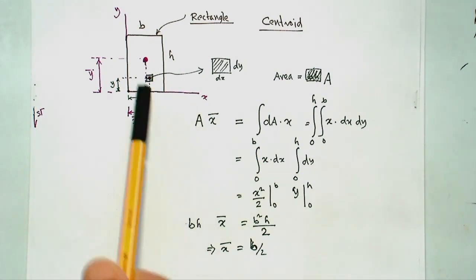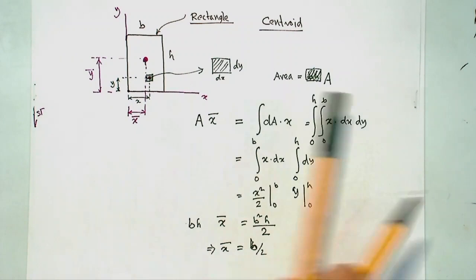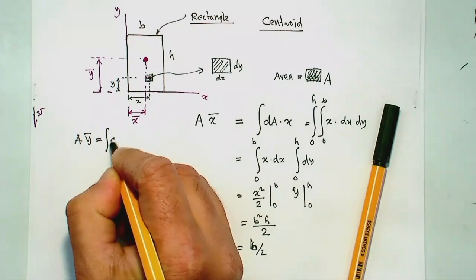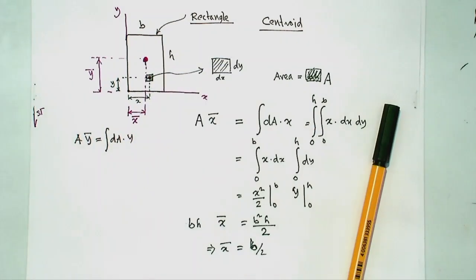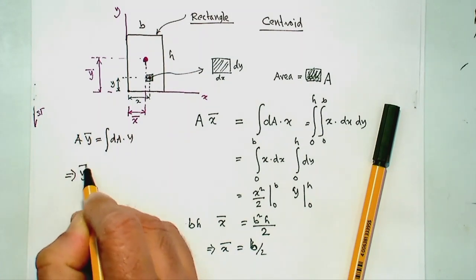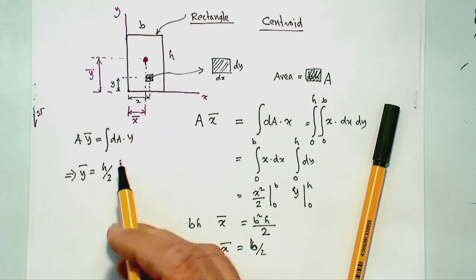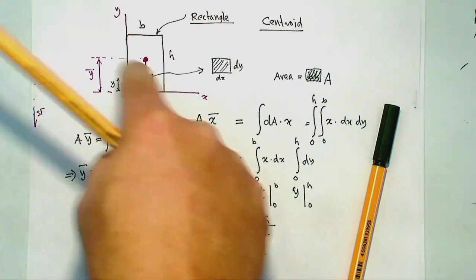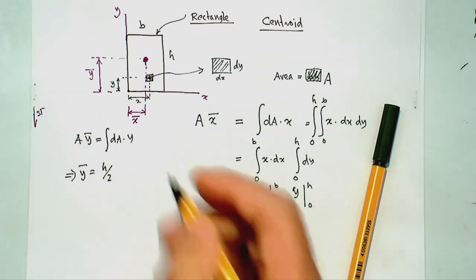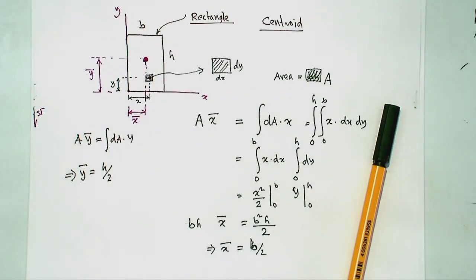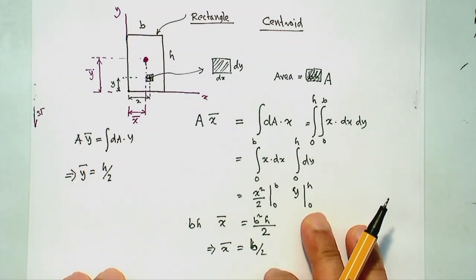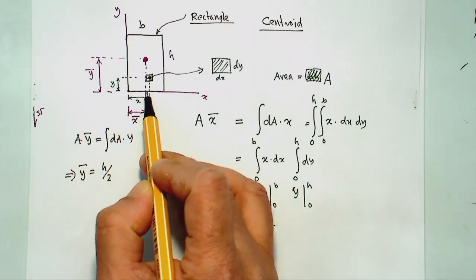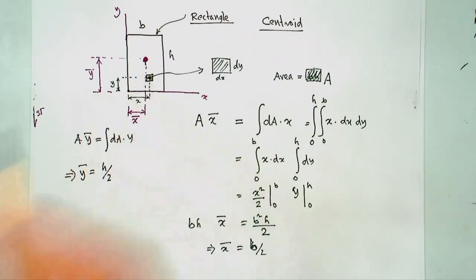Now if you similarly continue for y and write another equation, A times y bar is equal to the integral of dA times y, the moment in this direction, this will ultimately give y bar equal to h over 2. This quantity is called the first moment, the moment of the area. The second moment means you make that a square. You can use this same principle for any other cross section. For a rectangle, from a corner, if you go half the width and half the height up, that's where your centroid will be.